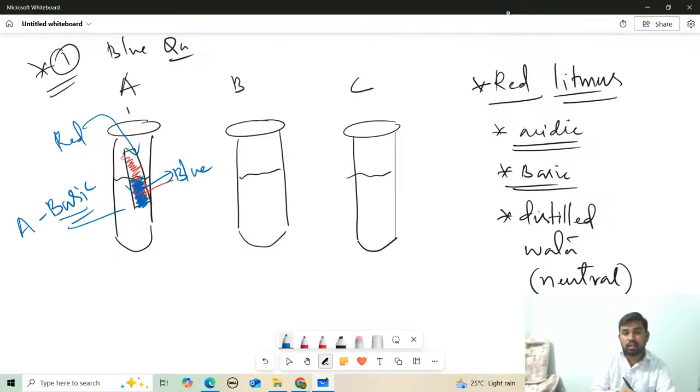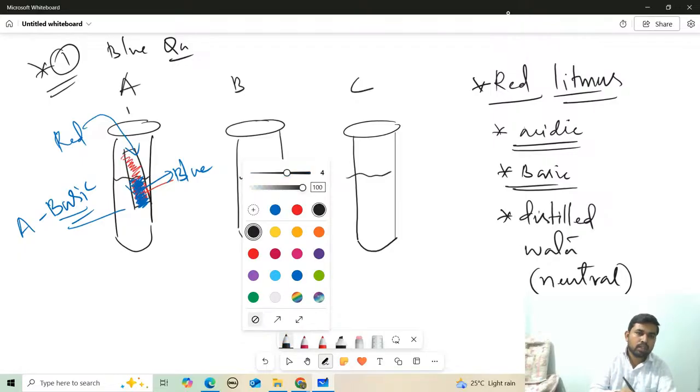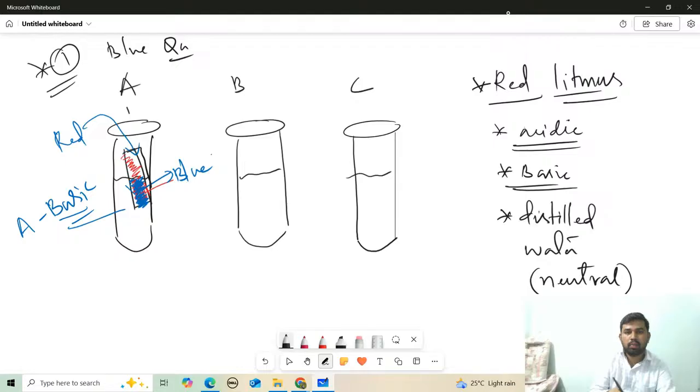Now try to understand here, it is very important. What is the paper color? Remember, half will be red color and half will be blue color. The same paper I am keeping here.